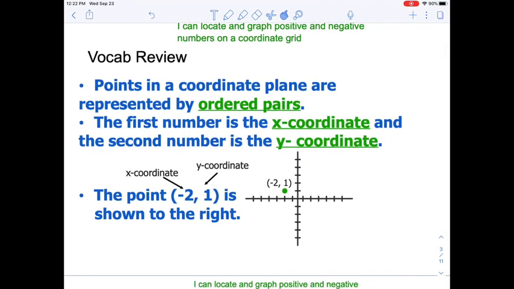Just some review. Points in a coordinate plane are represented by ordered pairs. The first number is the x-coordinate, the second number is the y-coordinate. So the point (-2, 1) is shown to the right. The x-coordinate is -2, and the y-coordinate is 1. Since the x-coordinate is -2, that means we go to the left 2, and since the y-coordinate is +1, that means we go up 1 to plot our point.